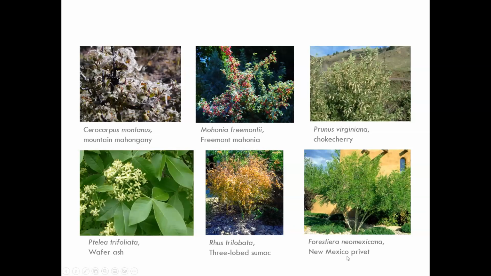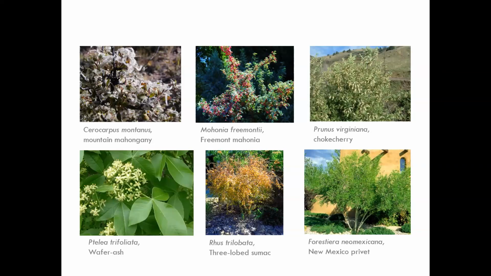Chokecherry is a good one. You need to have plenty of space for that because it suckers and creates sort of a thicket. But it's an excellent wildlife plant. It gets white flowers in the spring, which bees and pollinating flies really like. And then of course it gets the chokecherries later on that lots of birds and other wildlife love. But again, you do have to have the space for that.